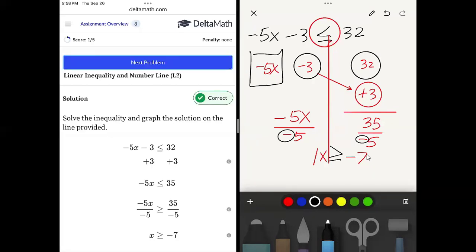Nicely done. All right, so again, solving inequalities is the same as solving equations, except when you have a negative number for your coefficient at the end. When you divide by a negative, you have to switch the inequality to go the other way.